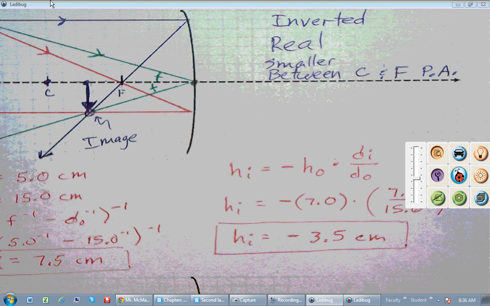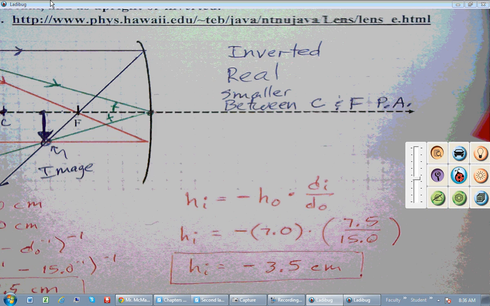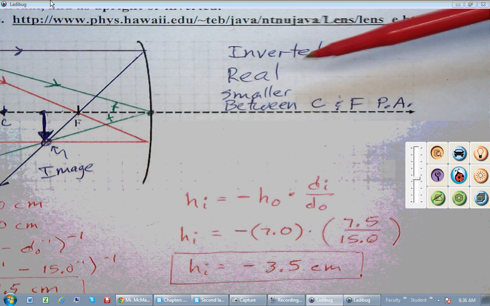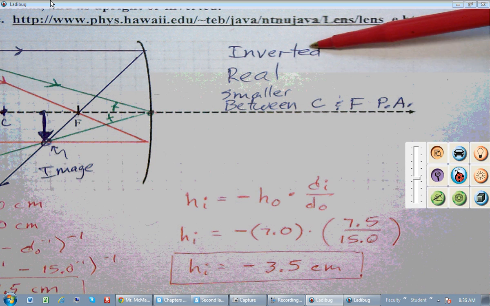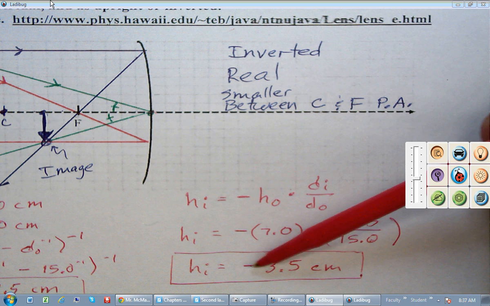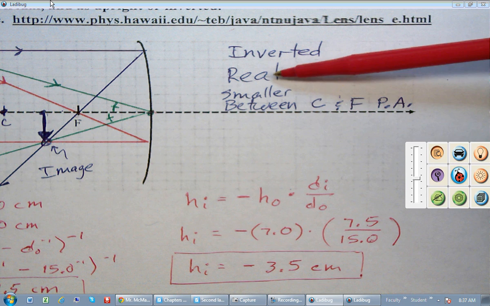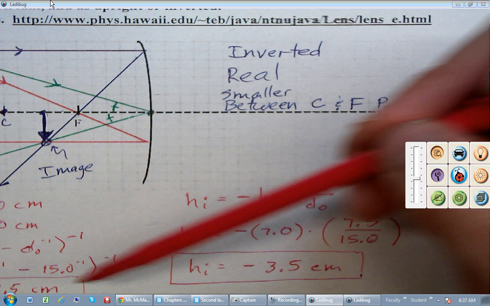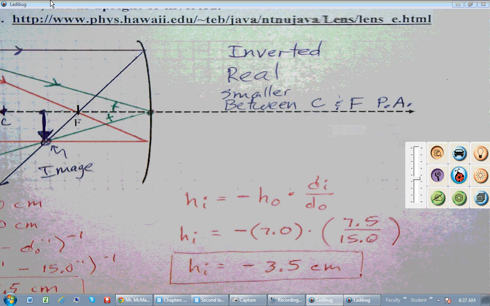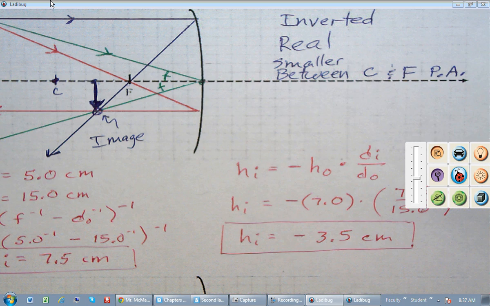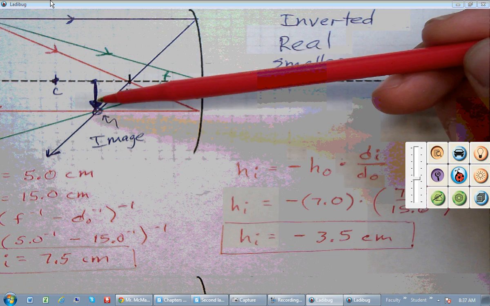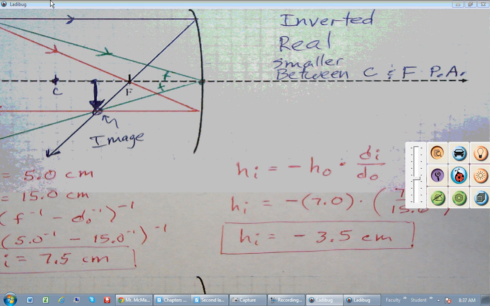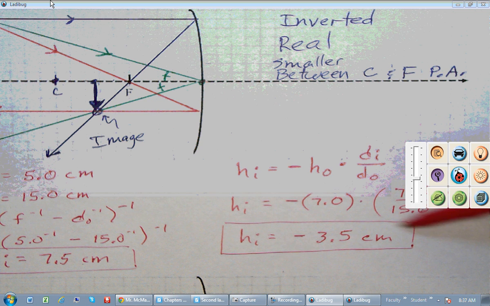And so as you can see, my list of the 4 descriptions of this image, I got that by just doing the ray diagram, but now I've reinforced all of these. I can see that it's inverted just by looking at the sign of the image height. I can also tell that a negative image height is real. I know that also because I have a positive image distance, my positive 7.5. Smaller, I could tell that it's smaller because my magnification in this case is 1/2. The number here in parentheses, di over do, tells you the magnification of this.